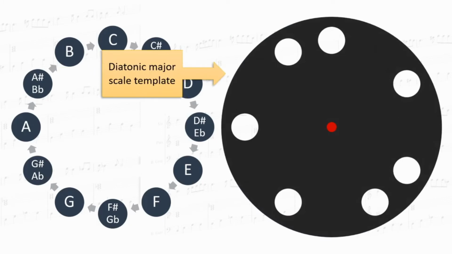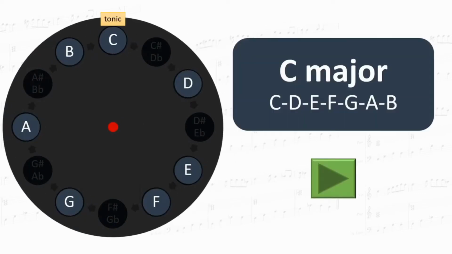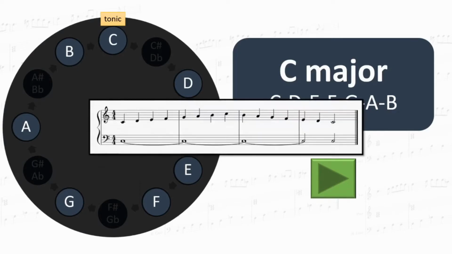Great, now to help us visualize the major scale template, I'm going to put a transparent wheel with holes where the right notes are. Like this. So here is the C major scale. So let's take a listen to what it sounds like.